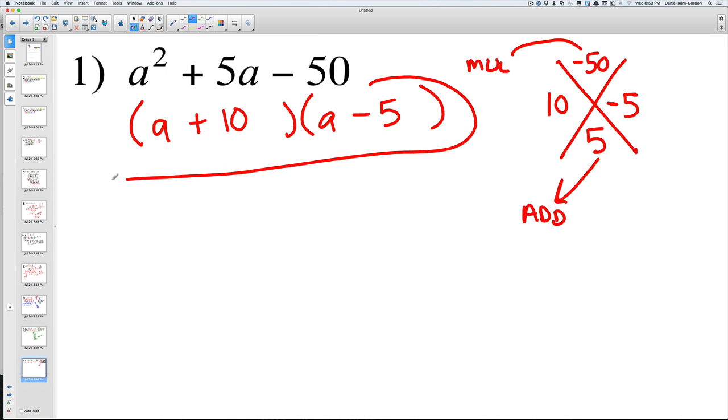And that's your answer. So just make sure that you find two numbers that multiply to the last number, negative 50, and add to 5. And then that's how you get your answer.